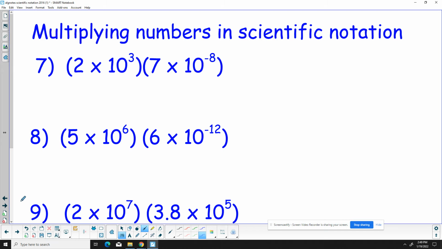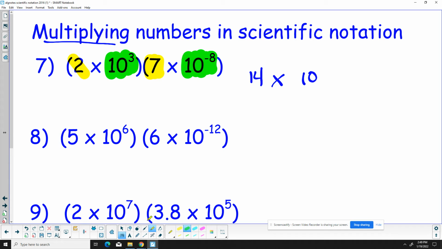All right. So number 7 is multiplying numbers in scientific notation. So what I do here is I multiply my A's, my front numbers. So 2 times 7 is 14. And then I multiply my like bases, which means that I have to copy the base and I have to add the exponents. So I copied the base already, and 3 plus negative 8 is negative 5.